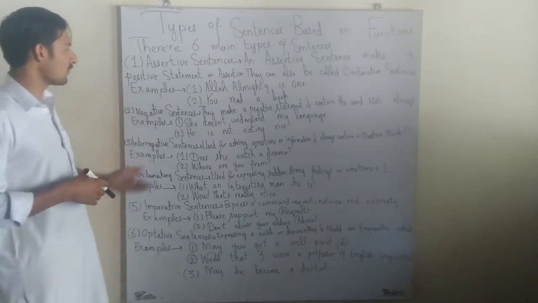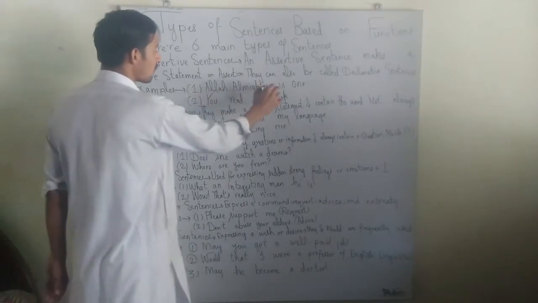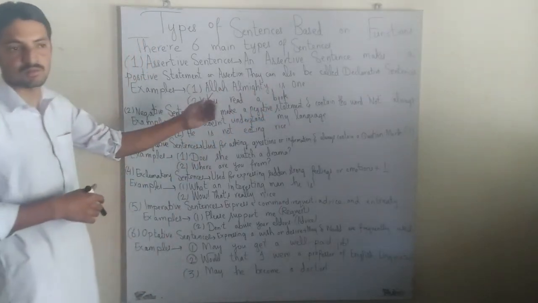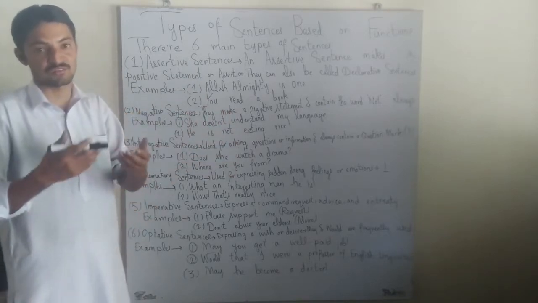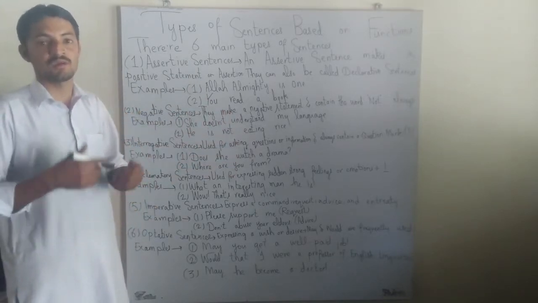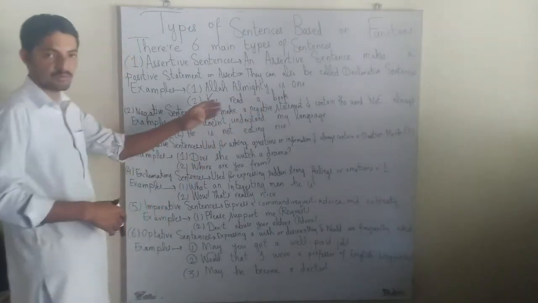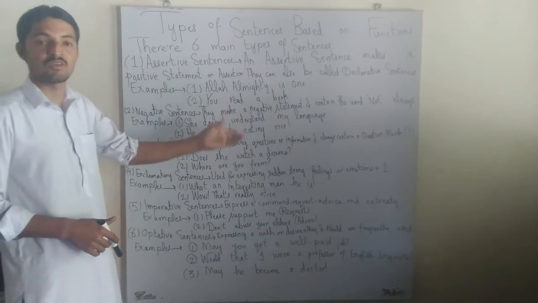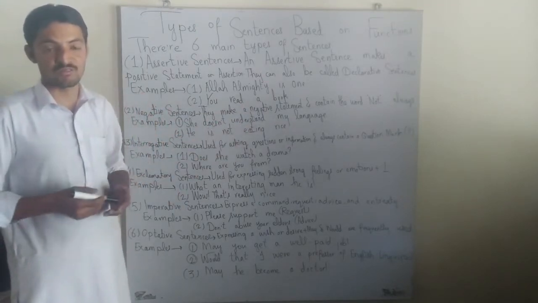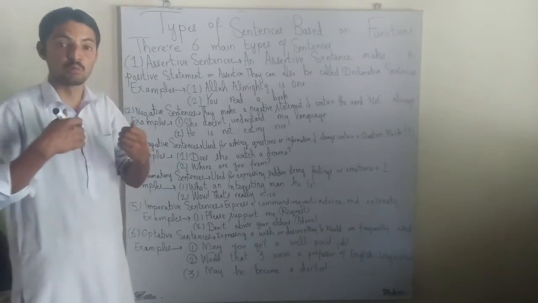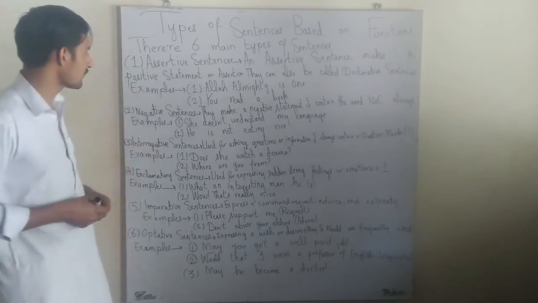We have some examples of assertive sentences. The first example is Allah Almighty is one. In this case, it is an assertive sentence because it contains a positive statement or assertion. The second example is you read a book. Likewise, it also belongs to the category of assertive sentences or declarative sentences, and it consists of a positive statement or assertion.